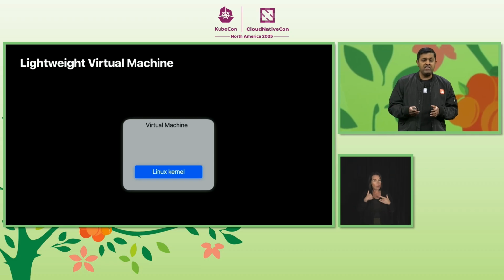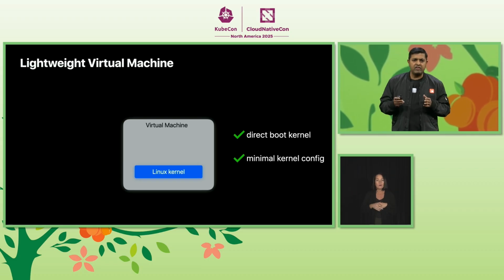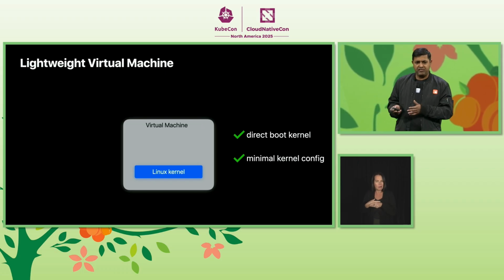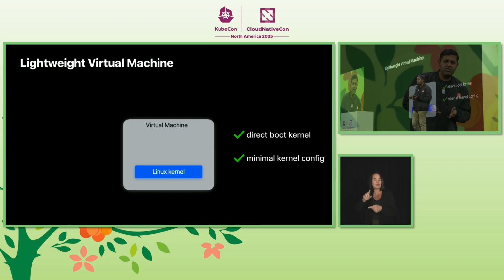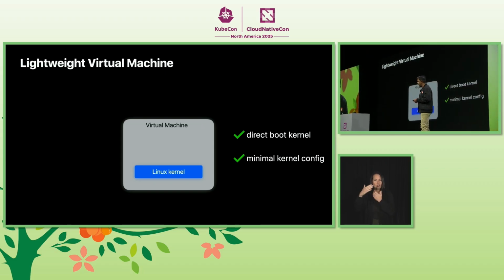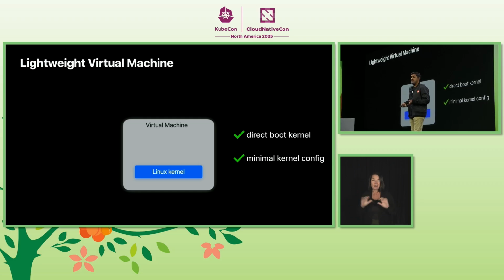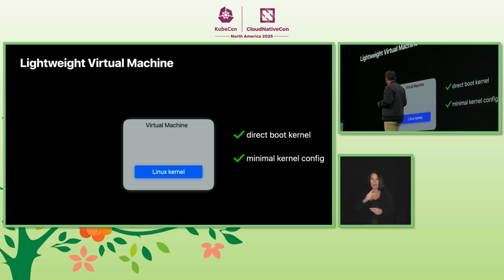So we have a lightweight virtual machine right now. Let's see what we run in it. We direct boot the Linux kernel with a minimal kernel config. This helps reduce the attack surface and minimizes the kernel footprint, and also makes it highly performant. So getting from reset to user space is extremely fast. Speaking of user space, let's talk about the file system and the init process.